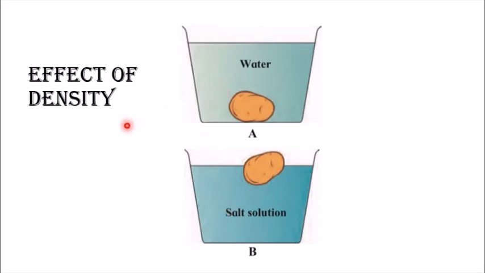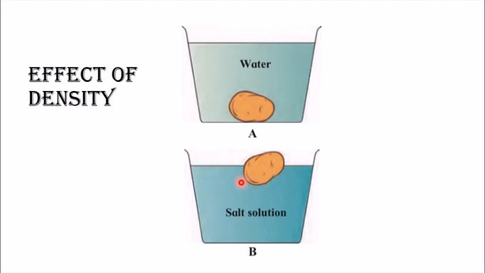Now when you take a potato and throw it in the water, that is in the first bucket, you will see that the potato sinks to the bottom. But in the second bucket, it does not sink to the bottom. It does not sink because the density of the water present in the second bucket is more. That is the reason it floats.